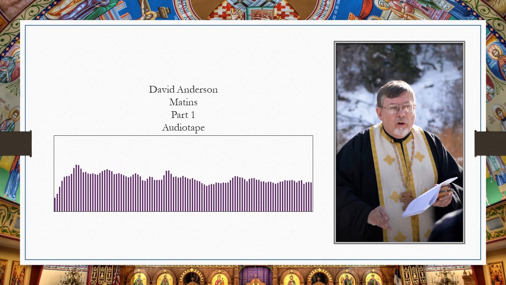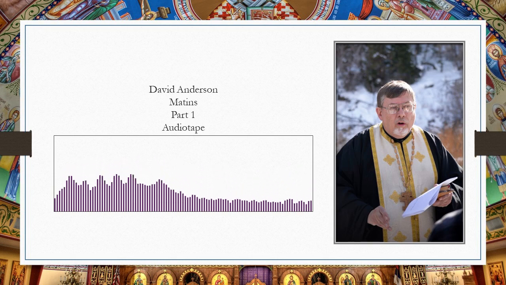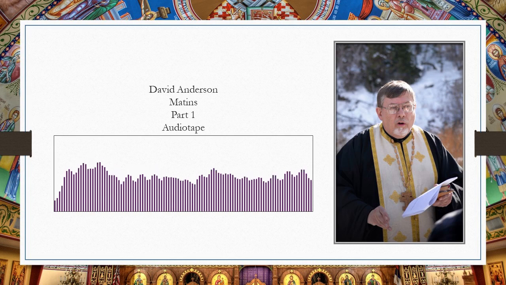Before you go on, this word polyeleos, we're just coming to it. Oh, okay, it's on page 19. Right, but it's on page 20. Okay.